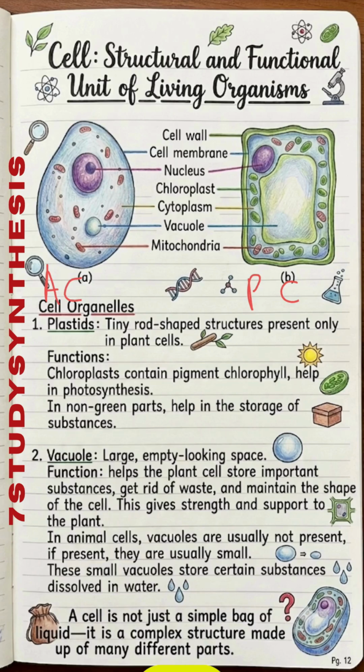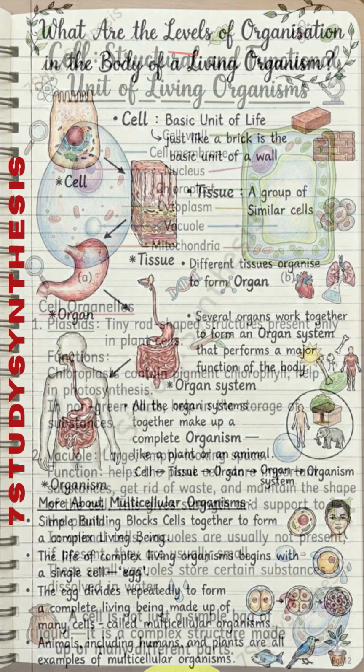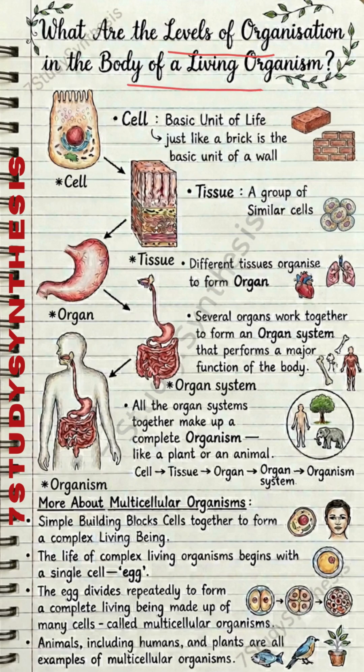Fourth difference between plant cell and animal cell is that plant cells have an organelle called chloroplast, which contains the green pigment called chlorophyll, which helps in the process of photosynthesis. In case of animal cell, chloroplast is not present.